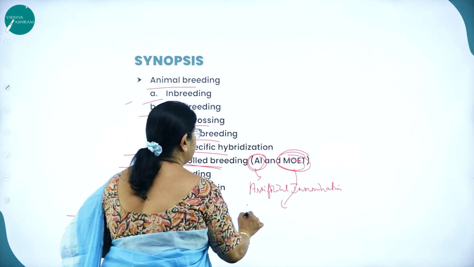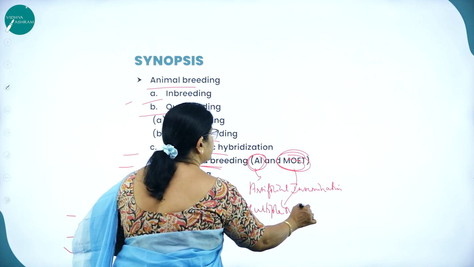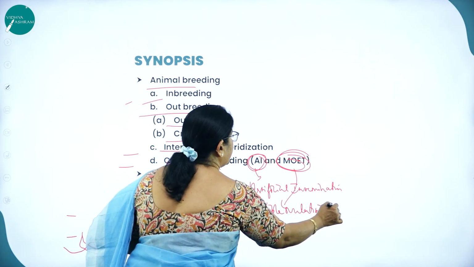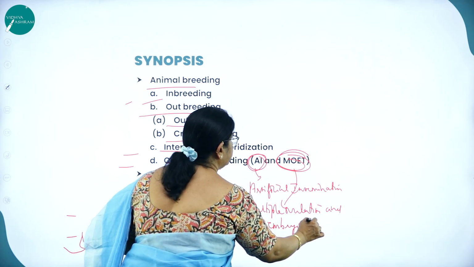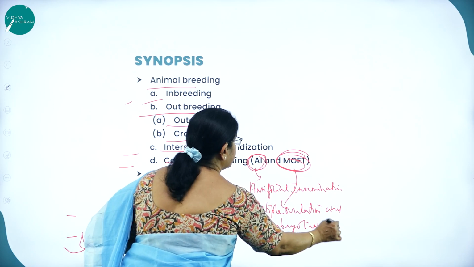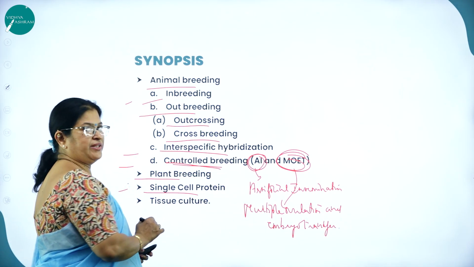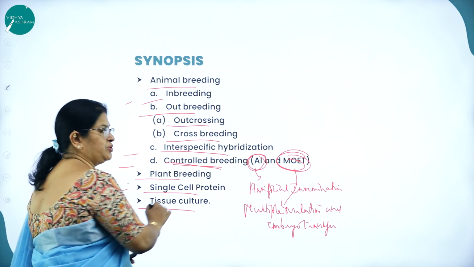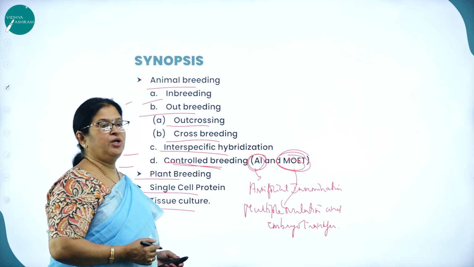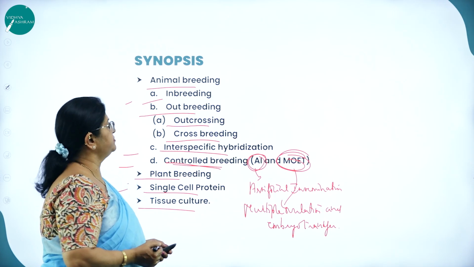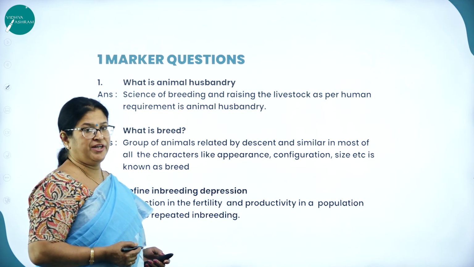Then MOET is multiple ovulation and embryo transfer. Multiple ovulation and embryo transfer. Then plant breeding, single cell protein, that is SCP, then tissue culture. All these are the different techniques that are applied to improve the food production, not only improve the food production but also to increase the quality.